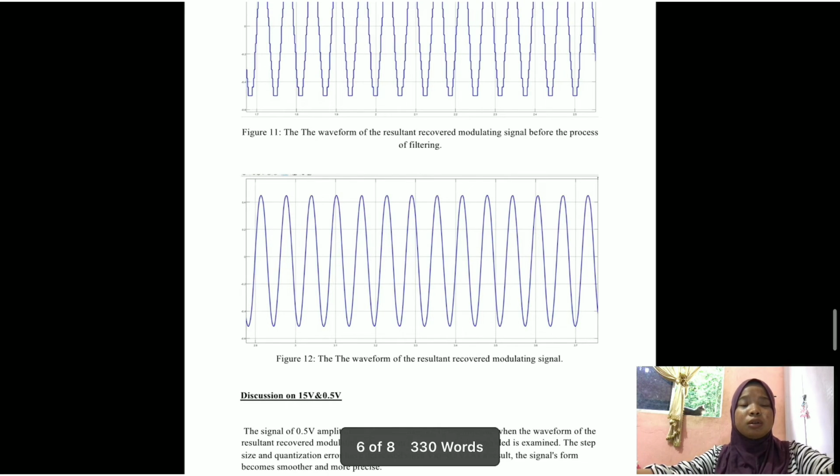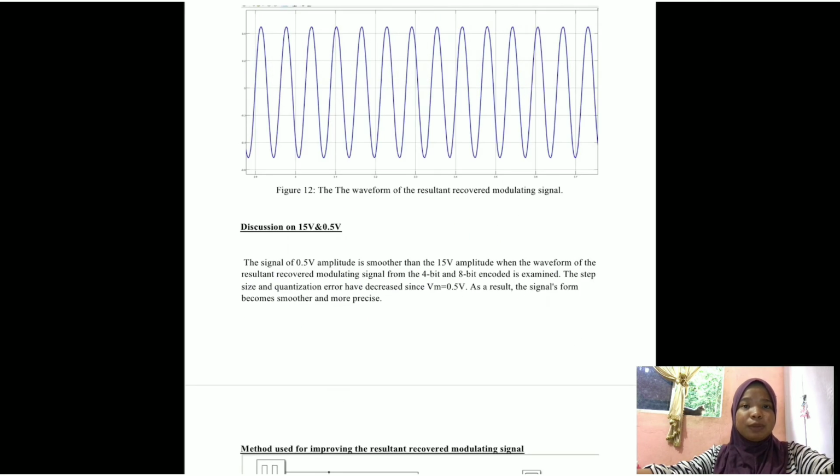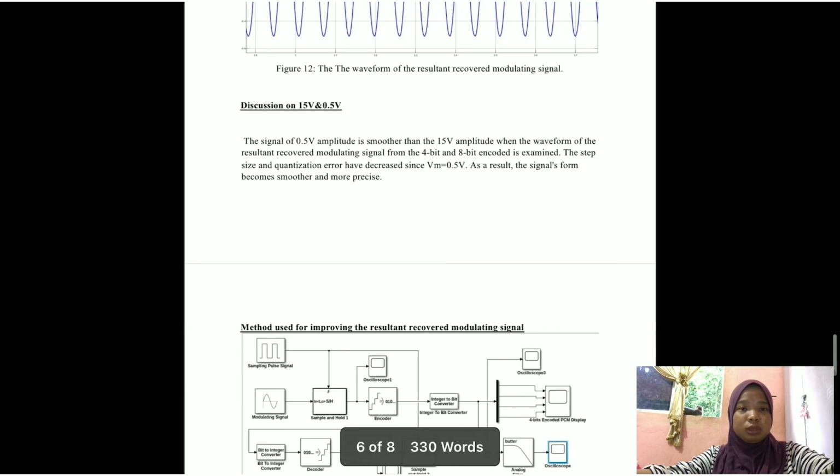So the signal of 0.5 volt amplitude is smoother than the 15 volt amplitude when the waveform of the resultant recovered modulating signal comes from the 4-bit and 8-bit encoding. The step size and quantization error have decreased since Vm equals 0.5 volt, and as a result the signal becomes smoother and more precise.